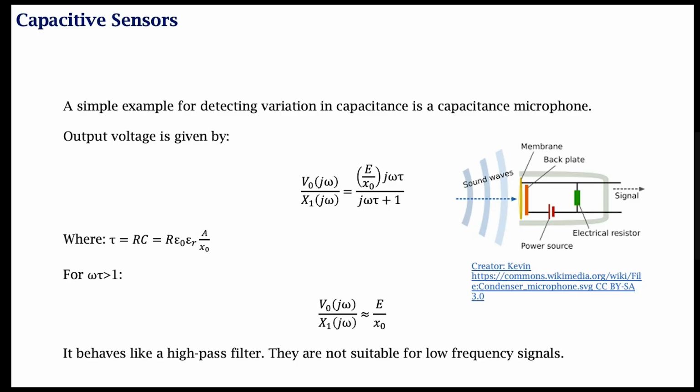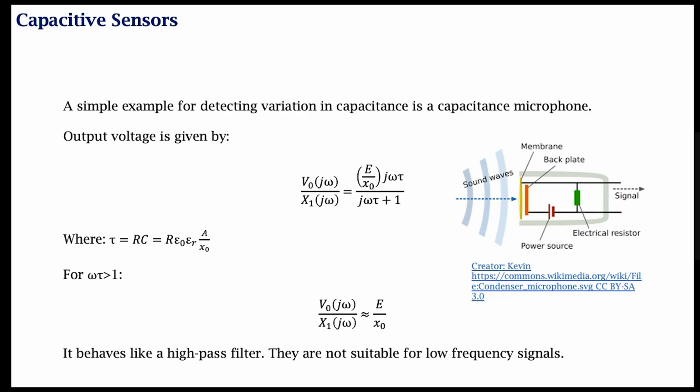Now, how would you design such a device? Think about that. Anyhow, coming back to the topic, we are interested in change in the capacitance. In this case, a capacitance microphone. What would be the output voltage of this capacitor? That would be a function of the applied voltage and the displacement and the time constant. In this case, the time constant tau is RC.